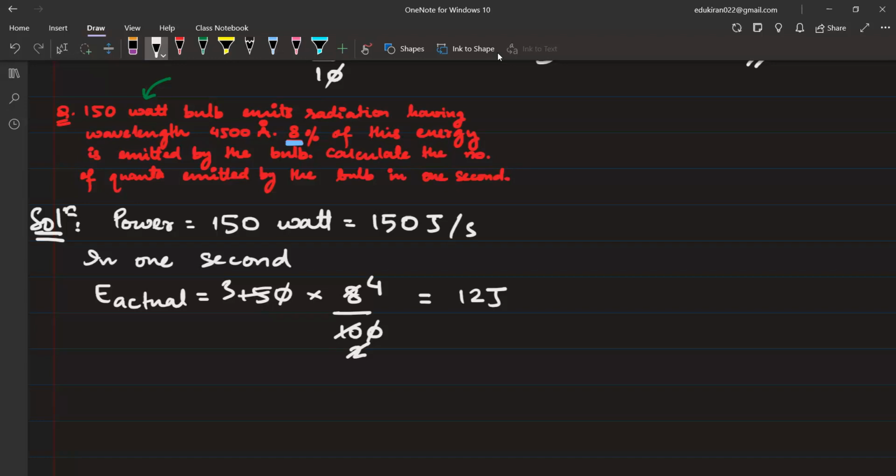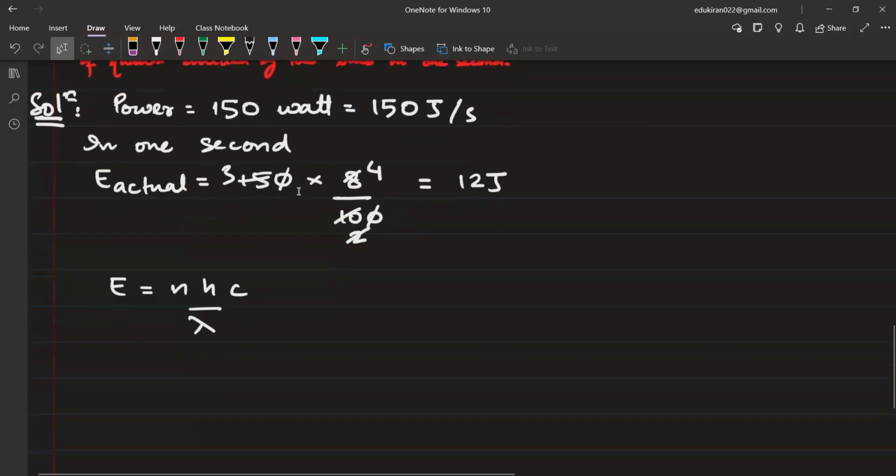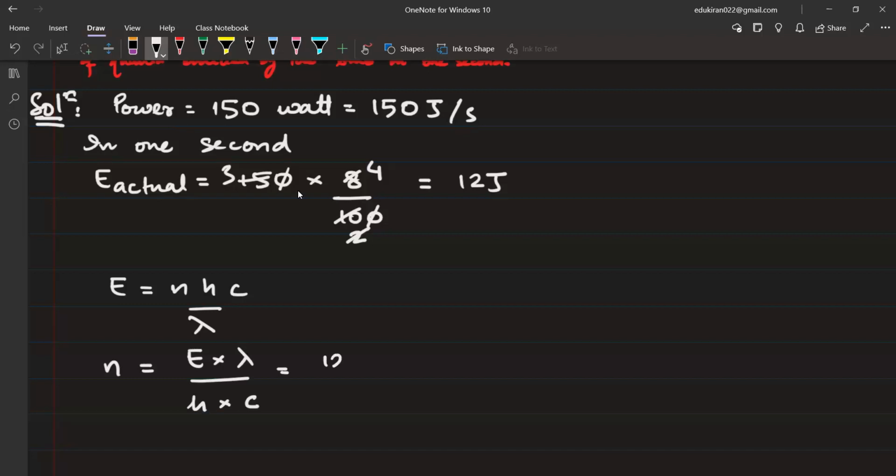Now, once you know the energy, we can easily calculate the number of photons. Obviously, that bulb will not be emitting only one photon, it will be emitting multiple photons. So we are going to use which formula? We are going to use E is equal to nhc upon lambda. We are using lambda because we have been given the wavelength, that is 4500 angstrom. Now we are going to plug in the values here. We need to calculate n. So I'm going to keep n on one side, and I will get E into lambda divided by h into c. The energy that we have is 12 joules.